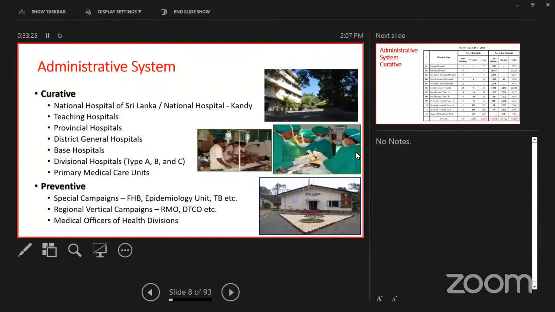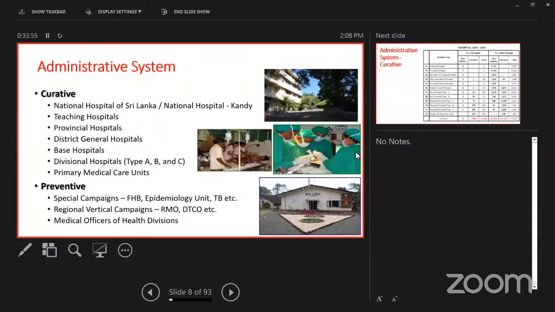Epidemiology unit work is represented at the district level by the regional epidemiologist. Then in the TB control program, at the district level, it is the district tuberculosis control officer, the DTCO. So he will represent the regional or district level. Then for the malaria campaign, the regional malaria officer.